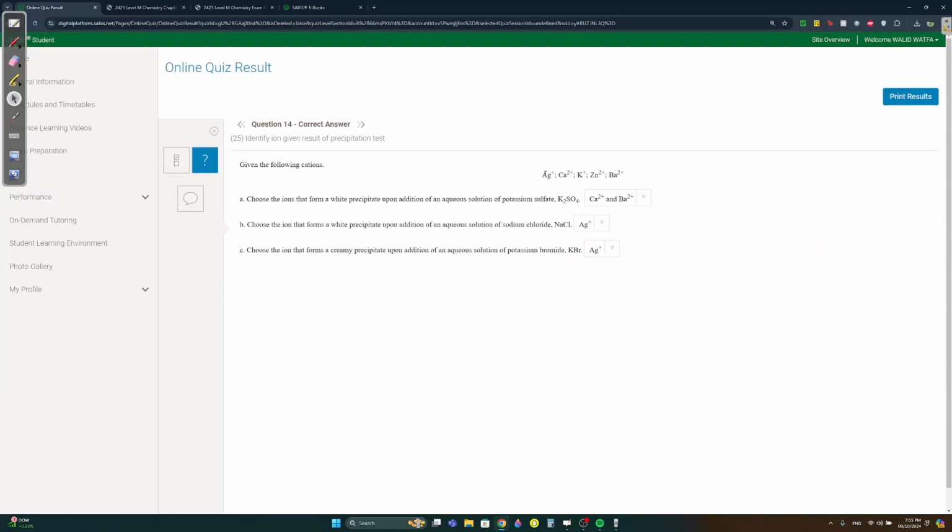Okay. What ions? We have the few ions that form a white precipitate after you add K2SO4. To test for sulfate, you can either add Ca or Ba. Which ones form a white precipitate upon addition of NaCl? White precipitate when you add Cl, what is it? AgCl, right? Remember, white precipitate, and if it was iodine, it's yellow. If it's Br, it's creamy. Remember these, the halides. Choose the ion that forms a creamy precipitate when you add KBr. So Br gets creamy. It's AgBr, right? So Ag is your answer.